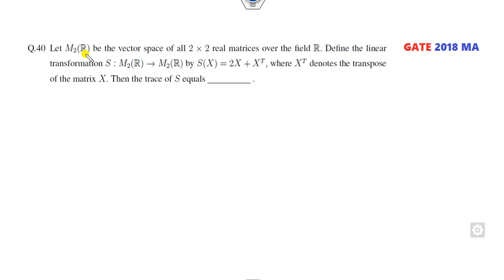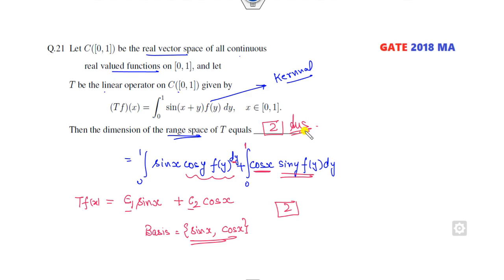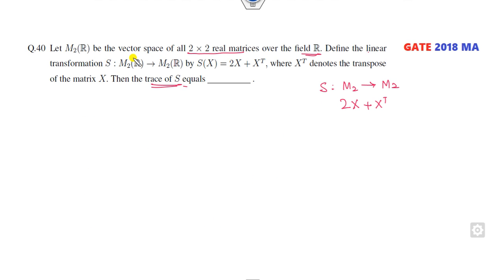Let M2 be the vector space of 2 cross 2 real matrices over R. Define a mapping S from M2 to M2 by S(x) = 2x + x transpose, then find the trace of this S. This is similar to the earlier example. Whenever a transformation is given to you, you always start with the basis. So again I can start with the same rule. What is the basis of M2?